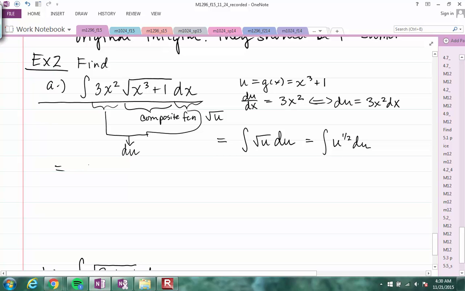So we add 1, we get 3/2, so it's going to be multiplication by 2/3, u to the 3/2, plus c. Back substitute, so it's in terms of x, and you are done. x cubed plus 1, throw that back in there, and you're done.